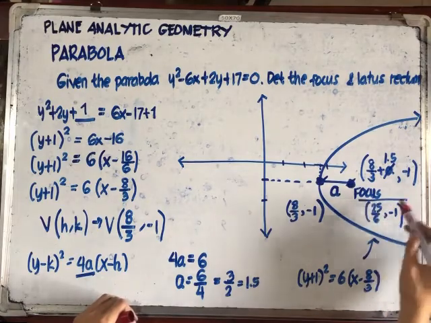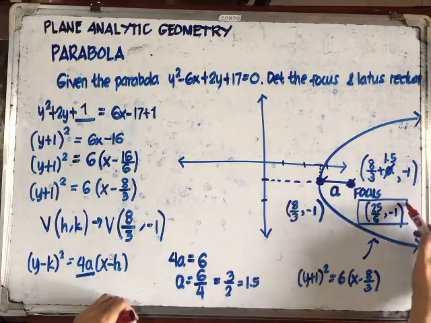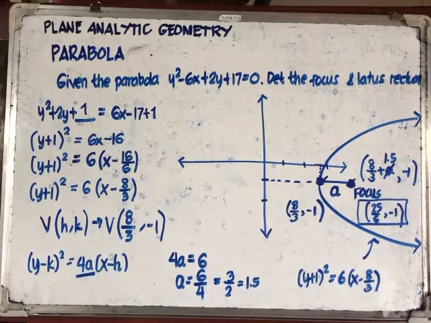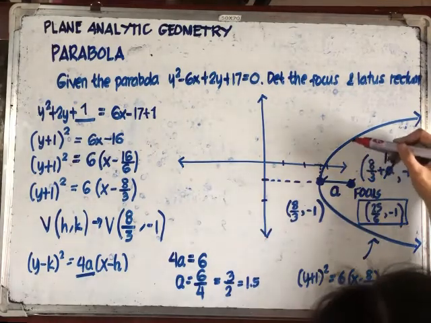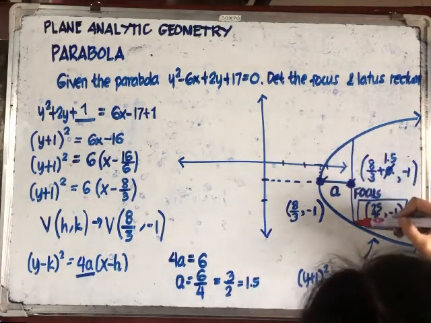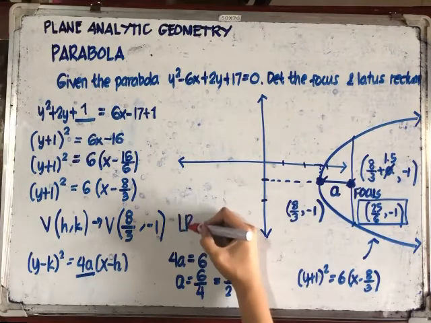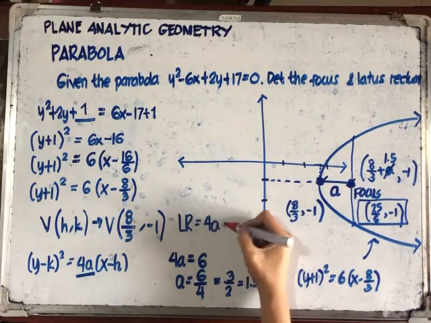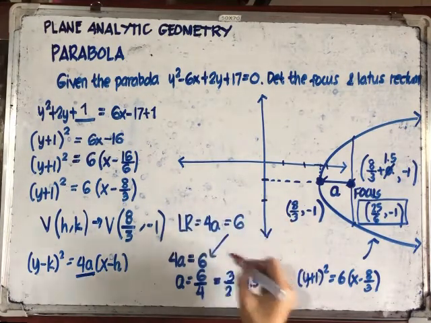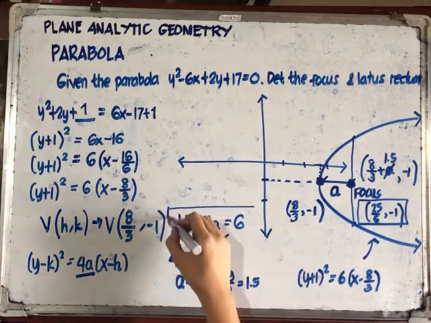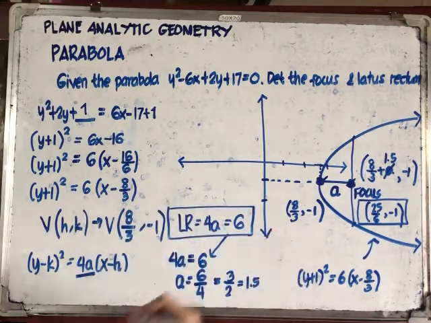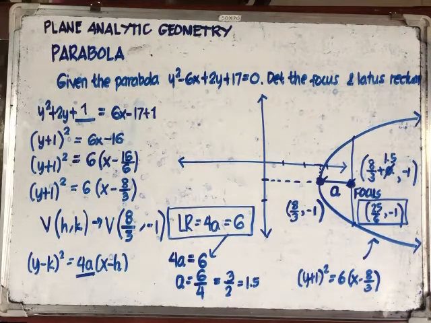Alright? Andyan si focus. And next question is, determine the length of the latus rectum. So, si latus rectum natin, nandito siya, no? Ayan, ang latus rectum ng parabola. That entire length is equal to your 4a. Latus rectum length is 4a. That is equal to 6. Ayan. Okay? Ayan lang yung problem natin for parabola.